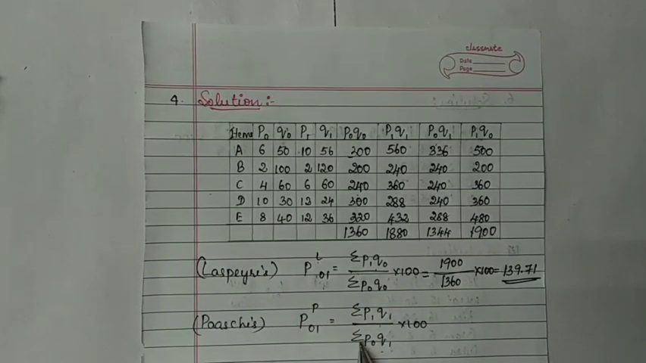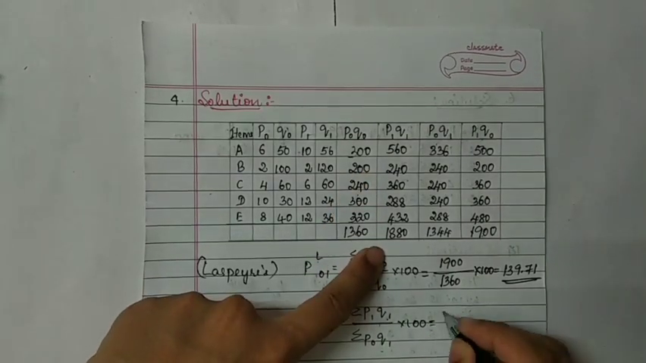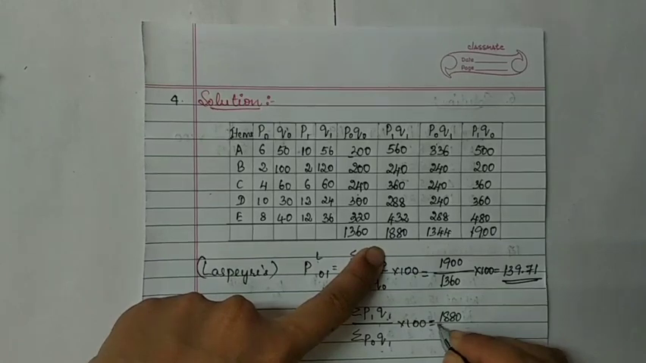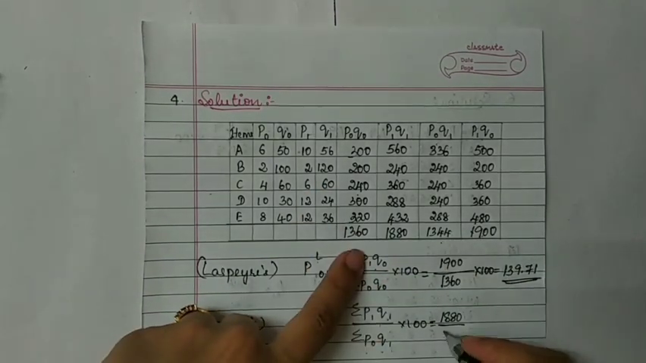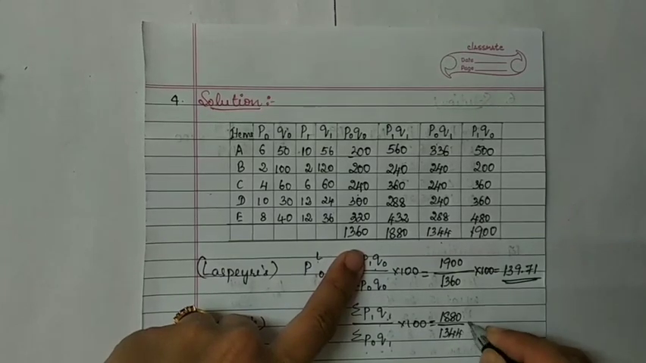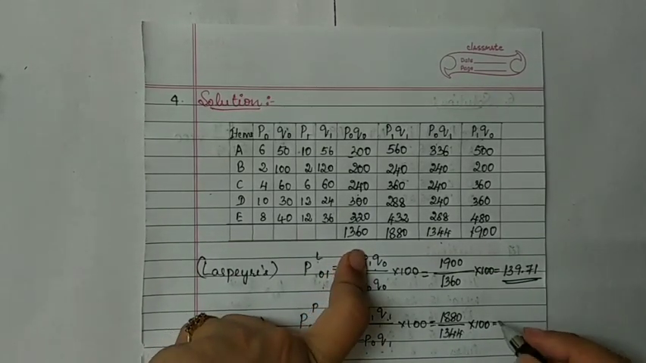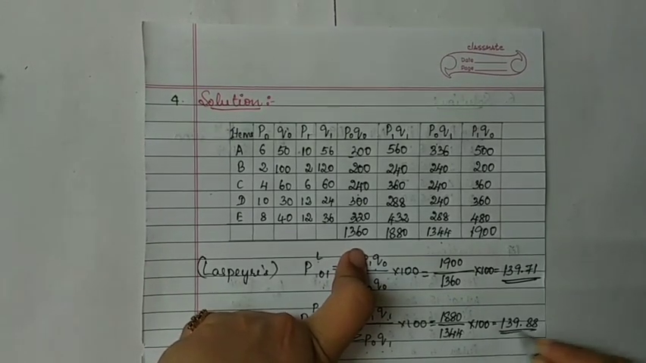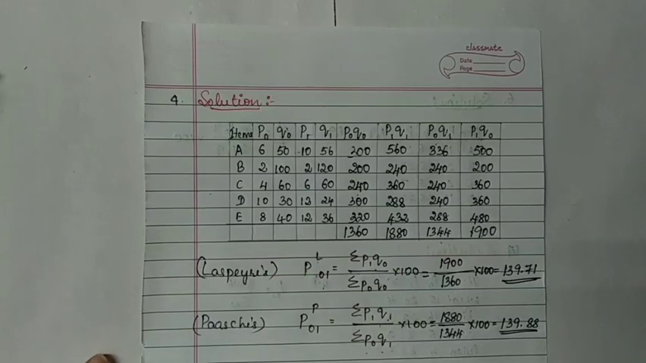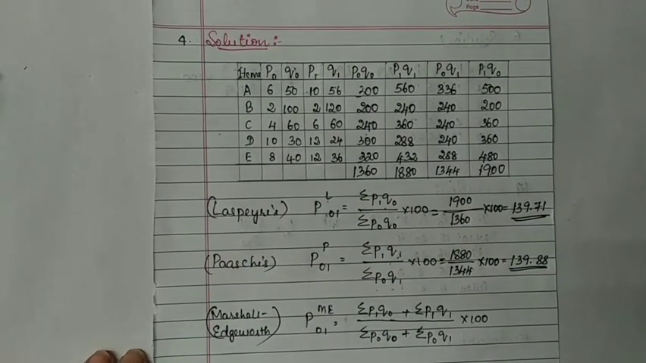And the second one, Paasche. P01 of P is equal to summation P1 Q1, P1 Q1 is 1880 divided by P0 Q1, that is 1344 into 100, and the amount is 139.88. Yes. Now the third one is Marshall and Edgeworth.